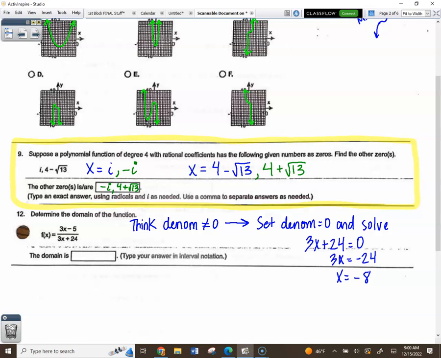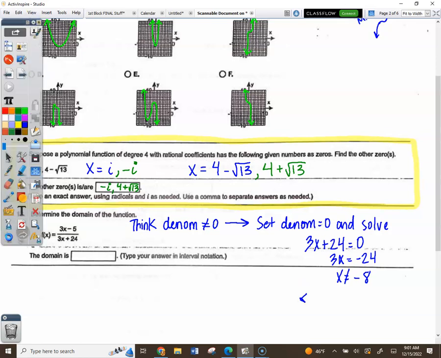Now, in the answer, though, how do they have you type it? Yeah, it's just a blank box, and it says type your answer in interval notation, which means if I solved the bottom to find out that x cannot be negative 8, then my interval notation would imply an entire number line highlighted, and I'm skipping over the negative 8. So negative infinity, skip over negative 8, and that would be your answer.